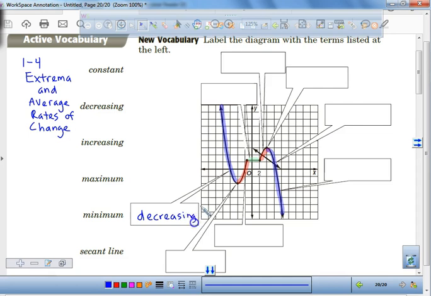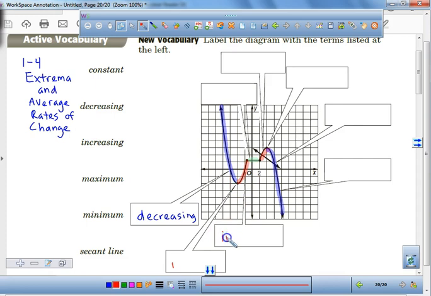It's decreasing when your x values are getting bigger, but your y values are getting smaller. So whenever your x's are getting bigger and your y values are getting smaller, that's considered to be decreasing. But as your x values are getting bigger and your y values are getting bigger, this section of the graph is considered to be increasing. Oh, wait, hold on. I messed up. That's this section of the graph right here, increasing.